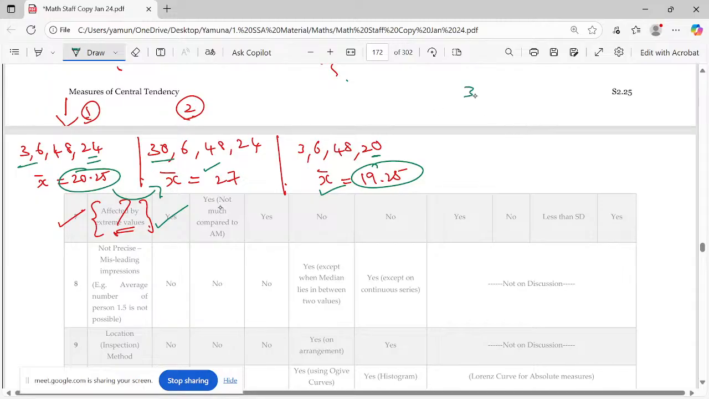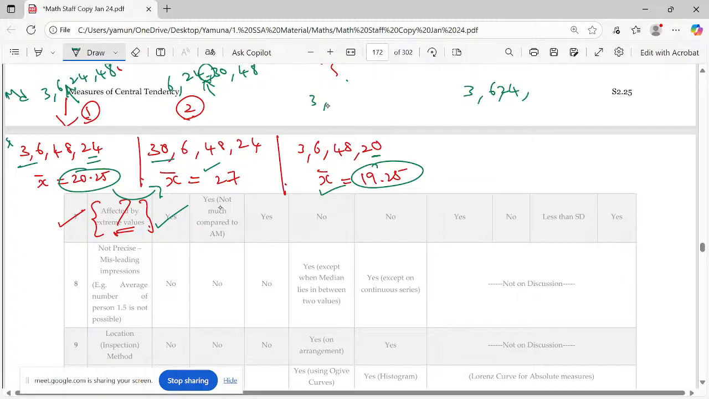What happens to median? See 3, 6, 40, 24, 48. In this first case, let me write it over here. This is for X bar values. If I find median, join with me. 3, 6, 24, 48. Median will be lying over here. That's 15, I think. Here, 6, 24, 24, 30, 48. What happens? The median lies over here.